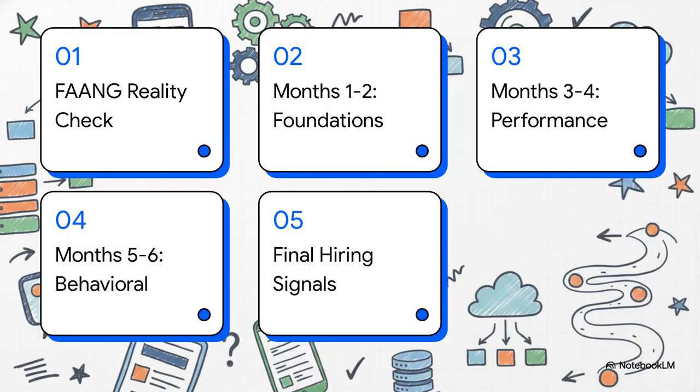So to turn all these overwhelming requirements into an actionable journey, here's our 6-month chronological roadmap. We're starting with the reality check, moving into foundations for months 1 and 2, tackling performance in months 3 and 4, hitting behavioral prep in months 5 and 6, and wrapping up with the final hiring signals.